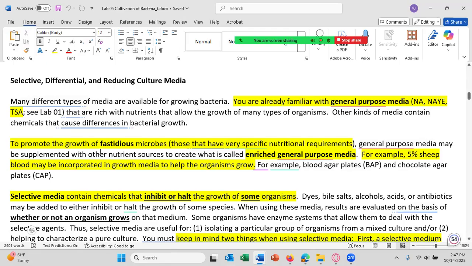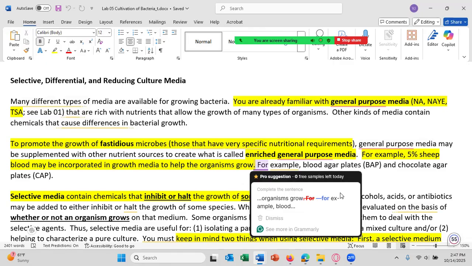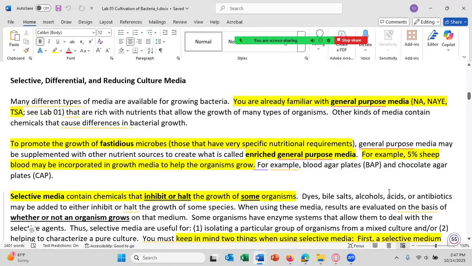Specifically, they would not grow a fastidious microbe. A fastidious microbe requires a very specific nutritional additive before they will grow. Most fastidious microbes, we grow them on an enriched general purpose media, usually just called an enriched media. For example, you can add 5% sheep's blood to TSA, and then we have blood agar, which will allow Streptococcus pyogenes to grow, a fastidious organism that requires specific nutrients to be supplied, and the blood supplies the nutrients for Streptococcus pyogenes, the bacteria that causes strep throat.